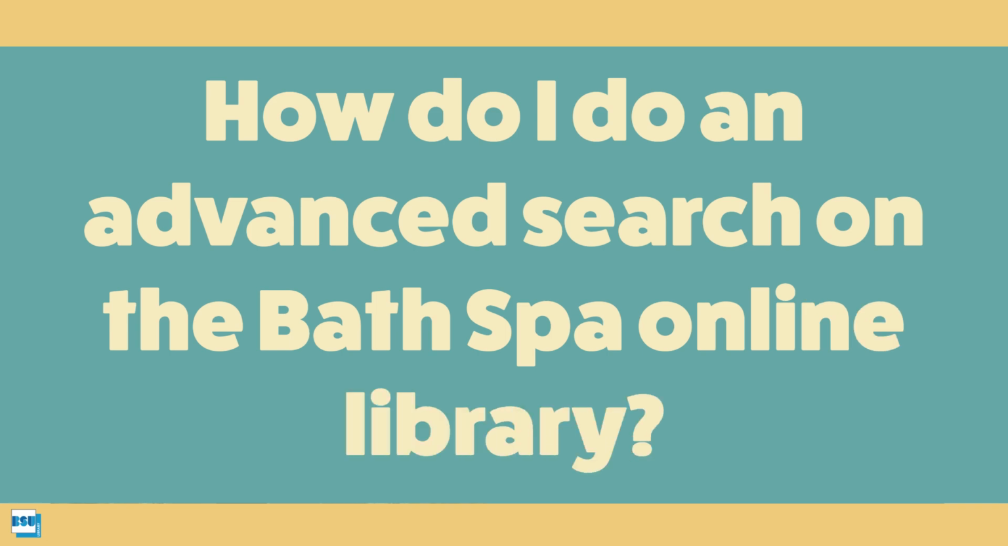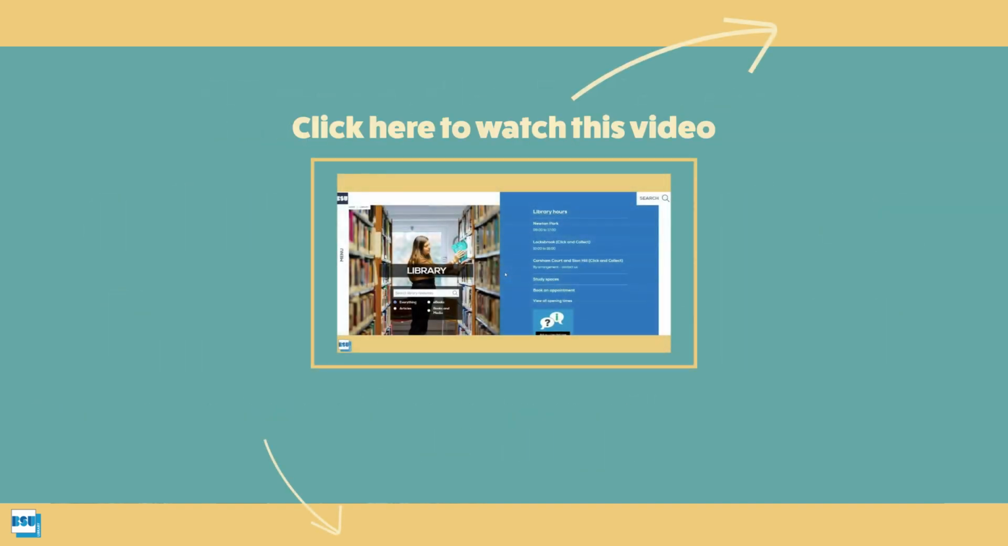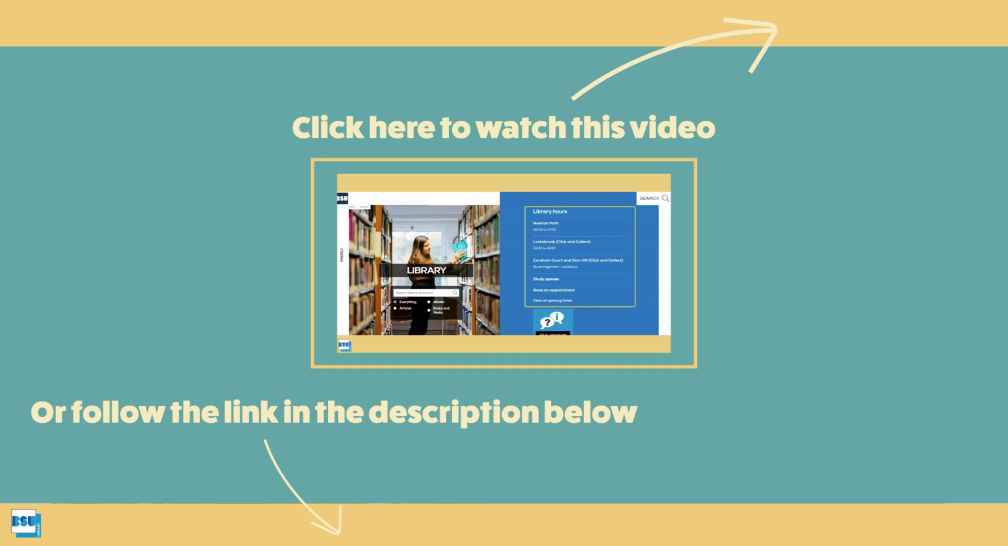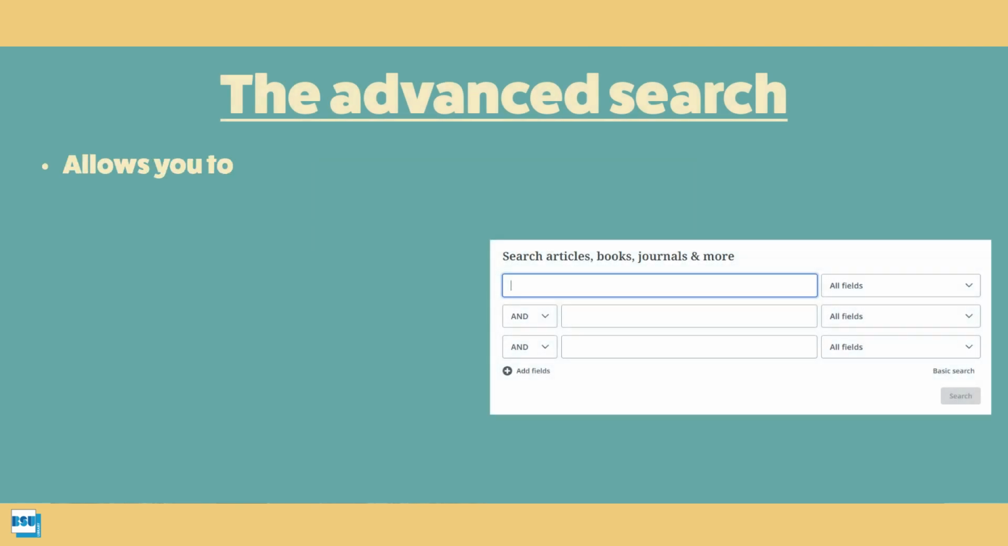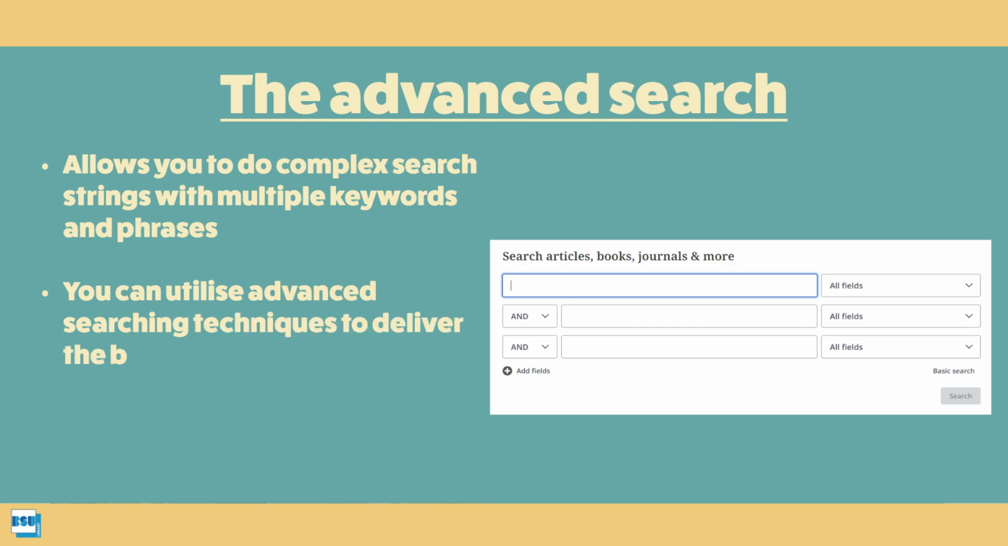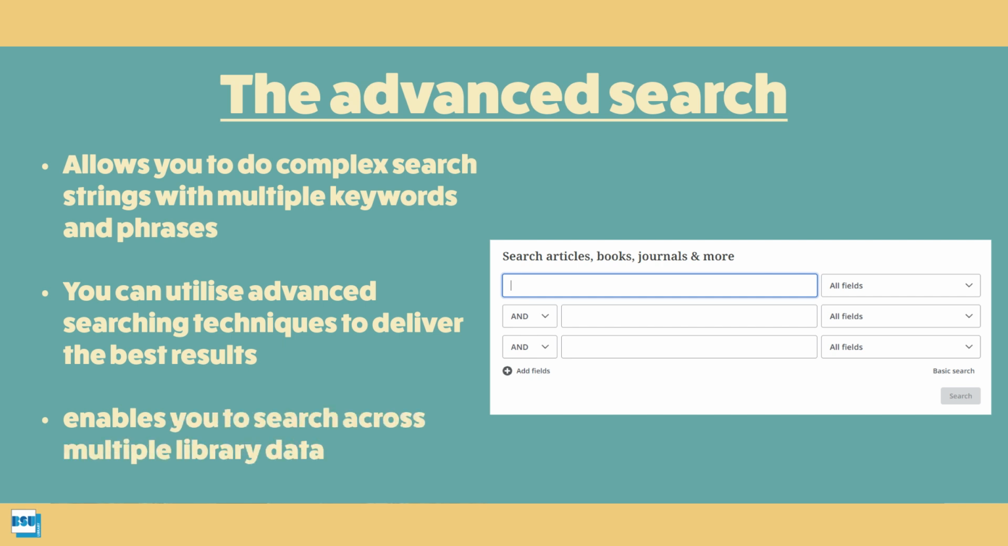Today I'm going to be showing you how to use the advanced search on the Bath Spa Library website. Before you watch this video, I'd recommend you watch our YouTube video on navigating the Bath Spa online library. This will help you to familiarise yourself with the basic search available on the website. This video will be showing you a more advanced level of searching for when you're feeling more confident in your researching techniques. The advanced search allows you to do more tailored and targeted searches for your resources and enables you to search through the full breadth of resources we have here at Bath Spa University.